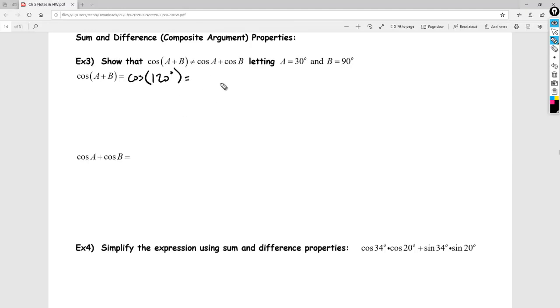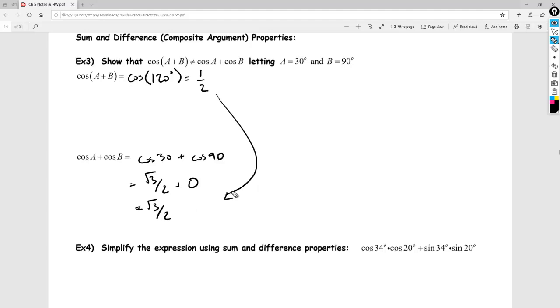Okay, so in that case, cosine of 120 degrees is 1/2. Here, if I, again, plug in 30 and 90, I get cosine of 30 plus cosine of 90. Cosine of 30 is root 3 over 2. Cosine of 90 is 0. I end up with not matching answers. Okay, so now I know that this is not true.